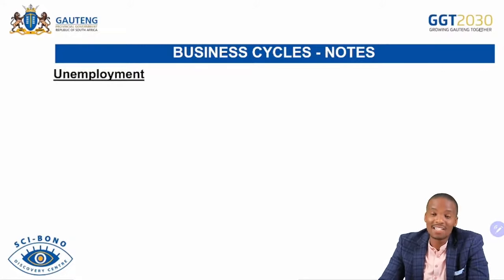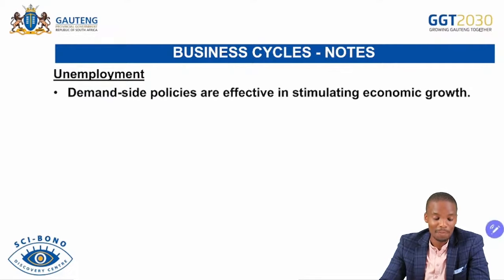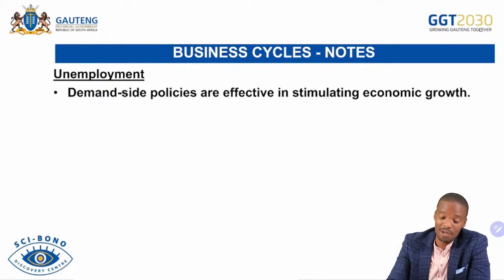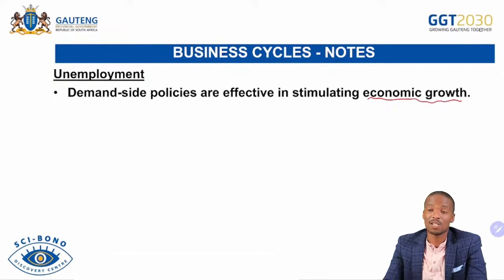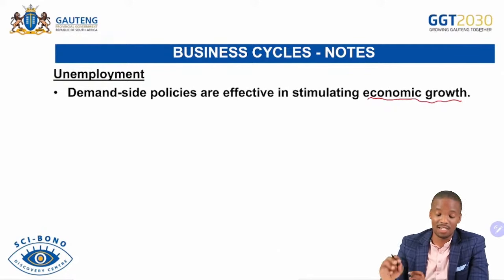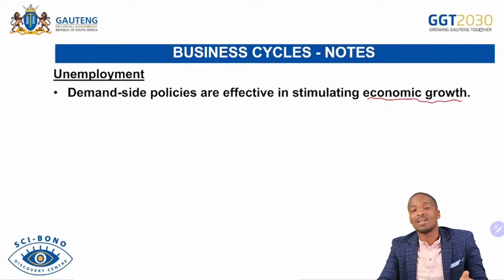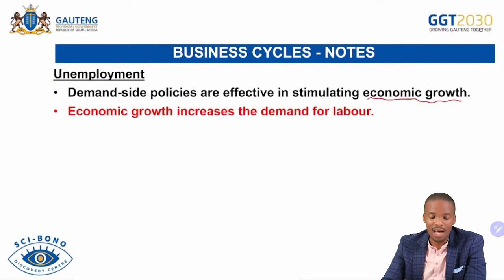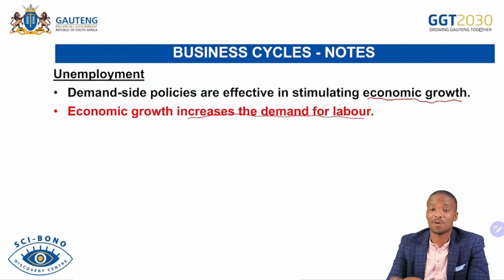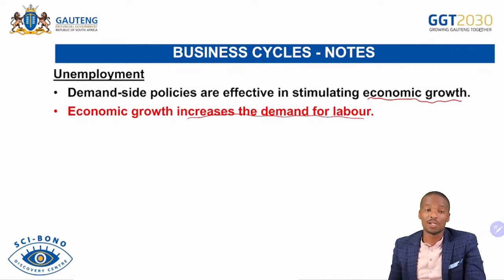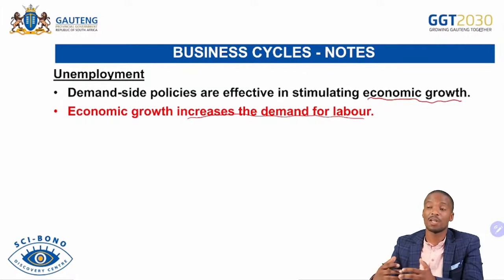Then another demand side policy now is this phenomenon, which is unemployment. Demand side policies are effective in stimulating economic growth. And economic growth refers to the production of goods and services. It is similar to GDP. So therefore, when there's demand, we know that the economy is growing. And let's say economic growth increases the demand for labor, because production cannot work on its own. For production to take place, it means people have to be hired.